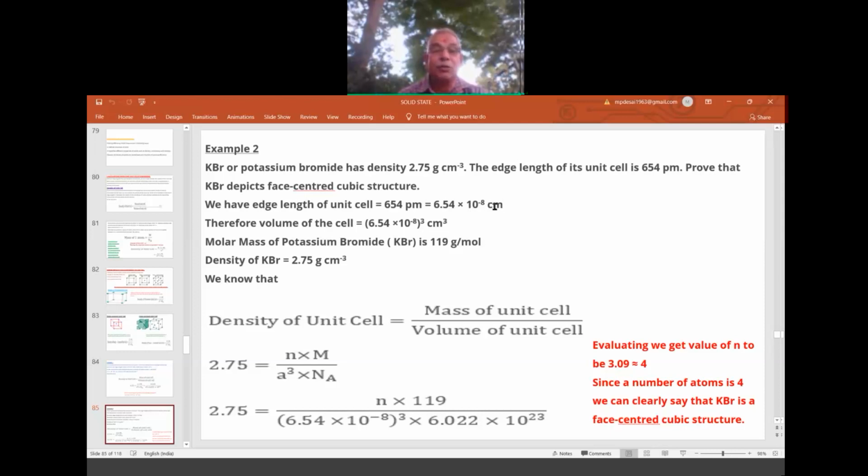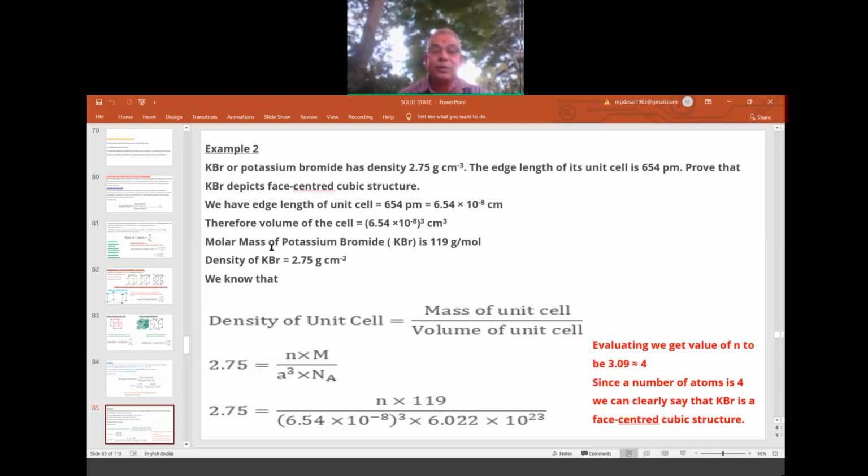Now, therefore, volume of unit cell equal to what? 6.54 into 10 to the power minus 8 cube. Because once we know the edge, it is a cube, so it is edge cube. So 6.54 into 10 to the power minus 8 cube. So this is what I have taken.